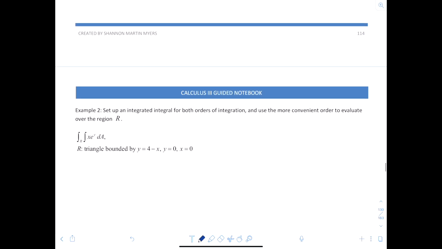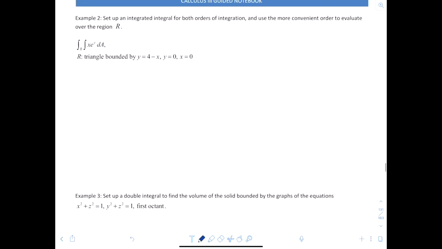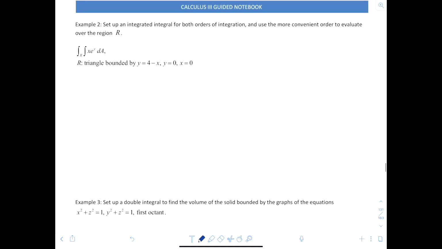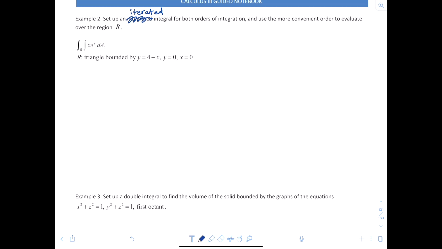Okay, so now let's take a look at this problem here. Set up an iterated integral for both orders of integration, and use the more convenient order to evaluate over the region R. All right, so let's check this out.